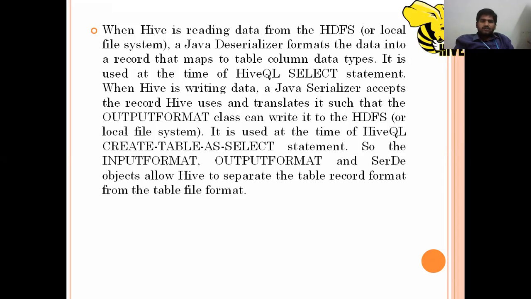When Hive is writing data, the Java serializer accepts the record Hive is using and translates it into output formats, which the classes can write into HDFS or the local file system. Sometimes we run our Hadoop system in local, pseudo-distributed or fully distributed mode. So whatever configuration we consider, these output formats may be stored in HDFS files or in the local system. So it is used at the time of HiveQL create table as select.